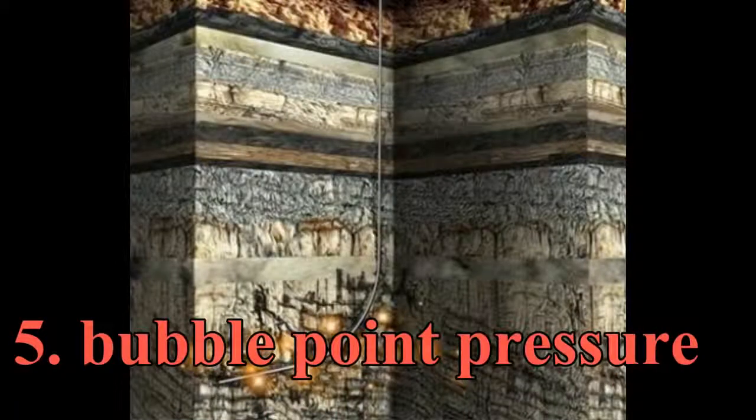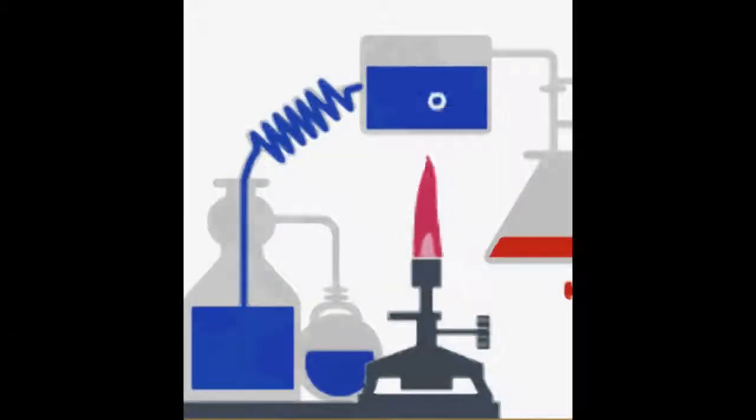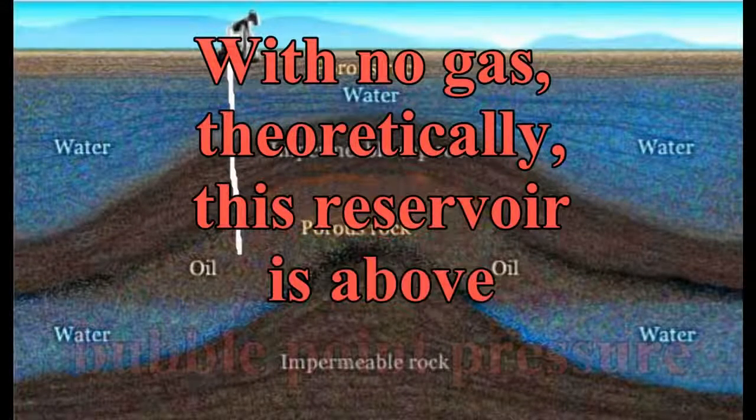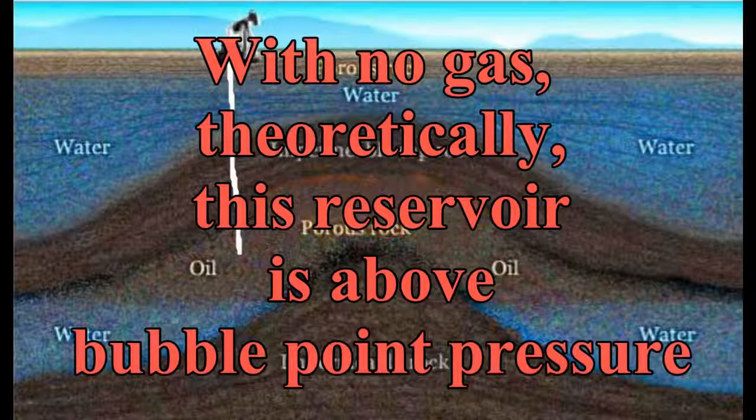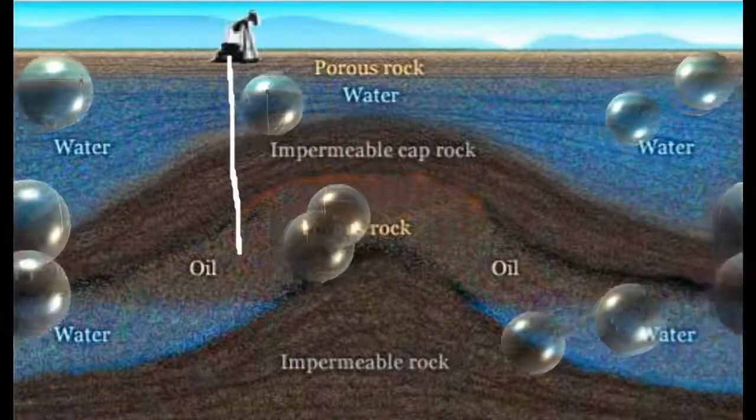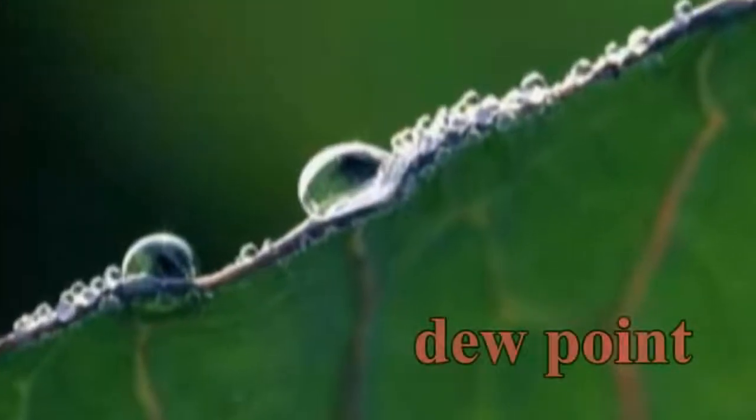The bubble point pressure is the exact pressure point when the solution gas phase reverts back to a gas phase. As pressure is released, like opening a soft drink, the bubble appears in the gas solution. It is this pressure point that is known as the bubble point pressure. Theoretically, if there's no gas in a reservoir, they say that this reservoir is above the bubble point pressure. The reverse of the bubble point pressure, where gas goes back into a liquid, is called the dew point.